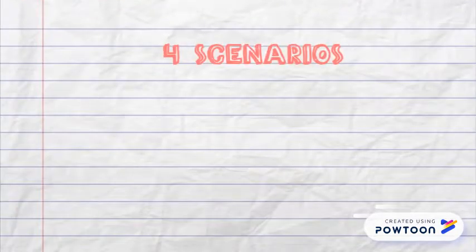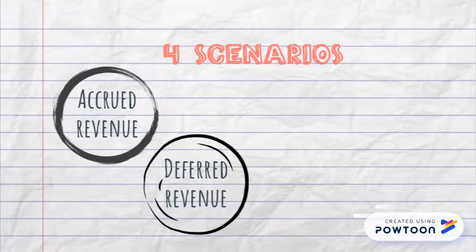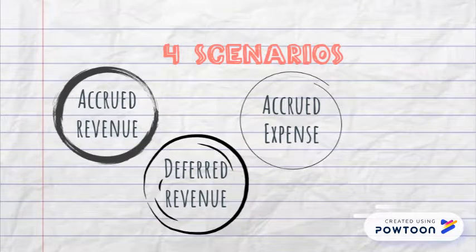There are 4 scenarios with adjusting journal entries: accrued revenue, deferred revenue, accrued expense, and deferred expense.